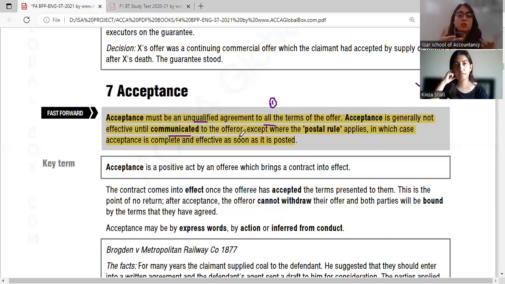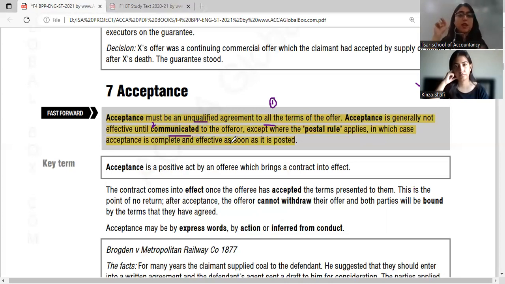The condition number one was first you need to pay and then you will take the classes and the classes will begin. Okay, so that was part of the offer. That condition was part of the offer. And how you communicated to us, you took the first step or you fulfilled the first condition. You took that action. You communicated. That's point number two. Except where the postal rule applies. Now there is an exception.